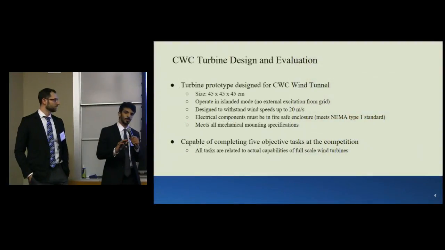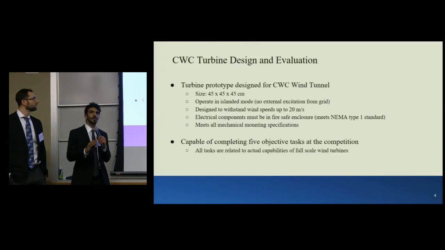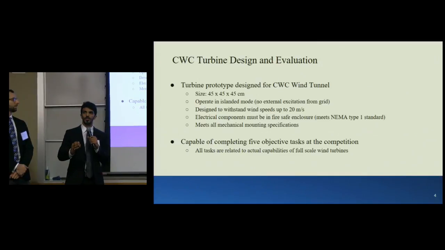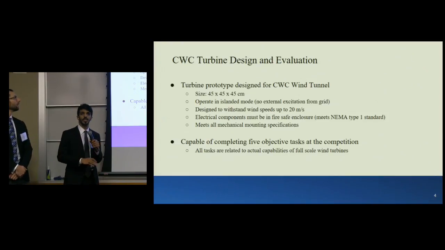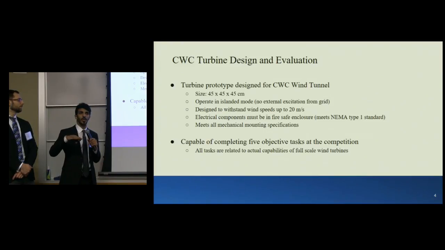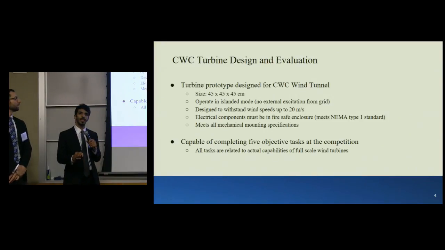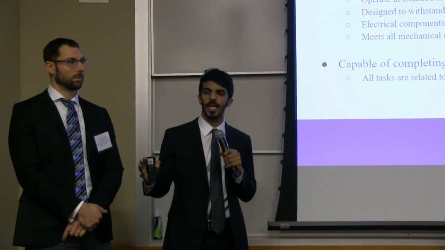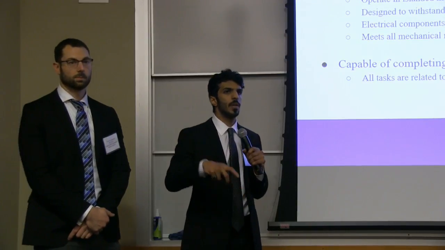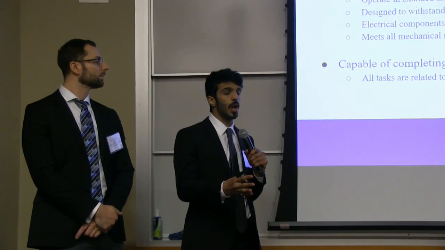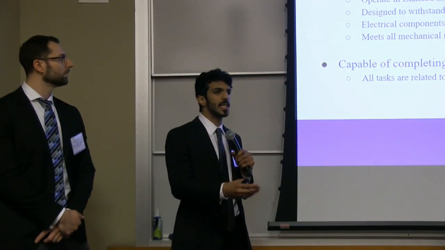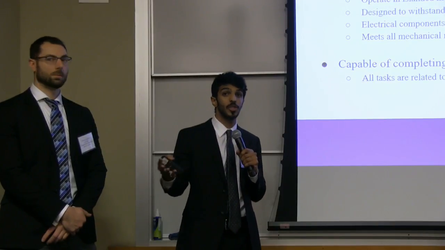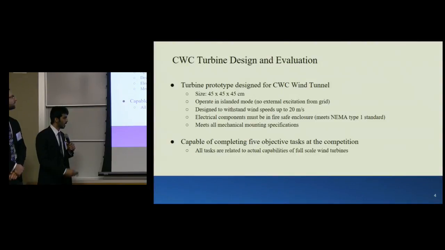All right. There were some requirements and specifications set by the CWC for all teams to follow, prior to their design of the wind turbine. The wind turbine has to fit in a 45 by 45 by 45 centimeter box. It has to operate in islanded mode, and that means it has to output power without getting power in. In other words, we call it off-grid operation. It has to withstand high wind speeds up to 20 meters per second. All of the electronics have to fit in one enclosure box for safety. The wind turbine also has to go through 5 different tasks. These tasks are designed by the CWC to represent the actual capabilities of a full wind turbine out there in the real world. Next slide.